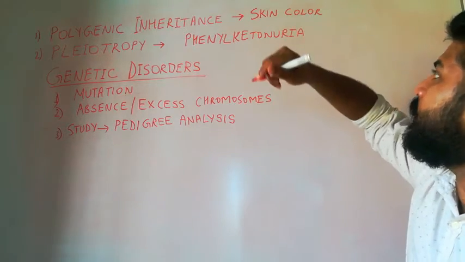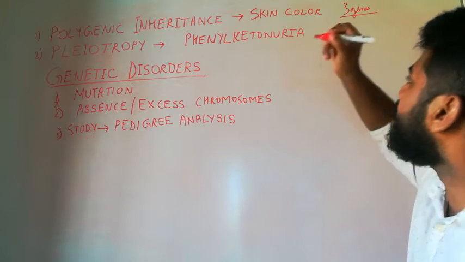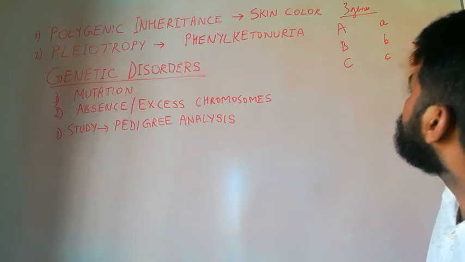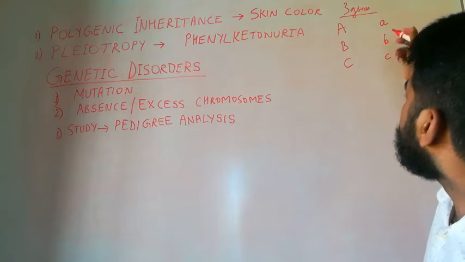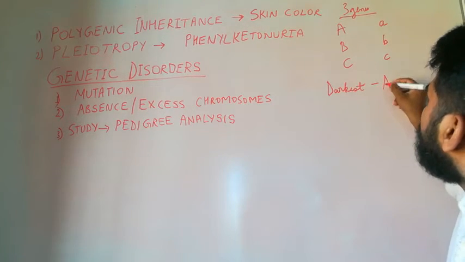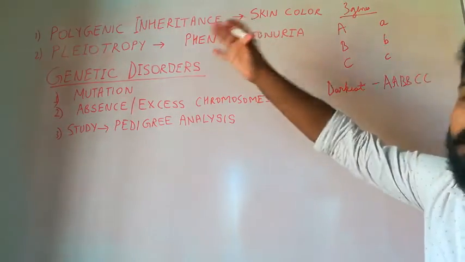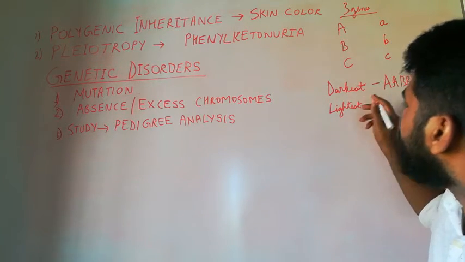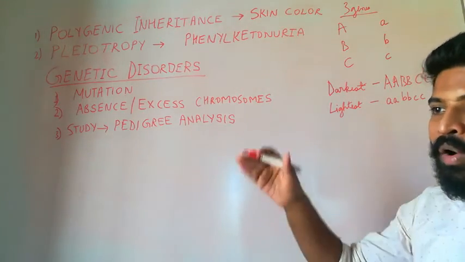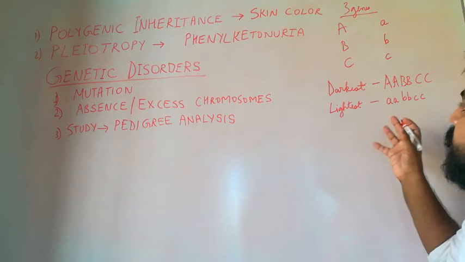Let us say human skin color is controlled by three genes. Let us say these genes are A, B and C. A, B and C are the dominant forms, whereas the recessive forms will be in the small case. So in this situation, the darkest skin color is because of the dominant genes, that would be AA, BB and CC. Individuals possessing this genotype will have the darkest skin color, whereas the lightest skin color, that is very fair, is due to this particular genotype. And in between, all the different shades of black and brown and other colors are due to the intermediate phenotypes.